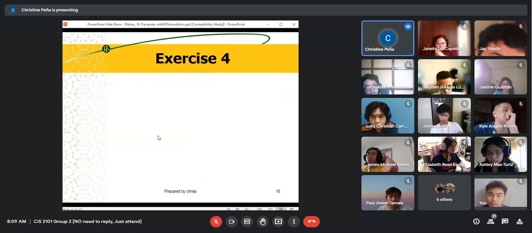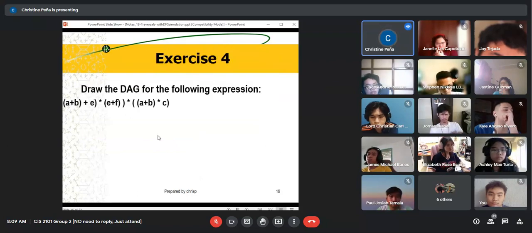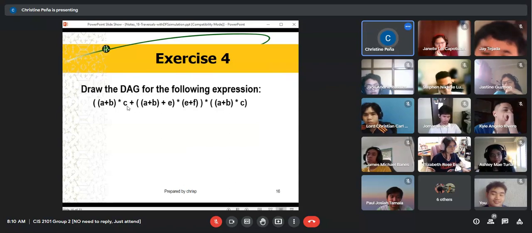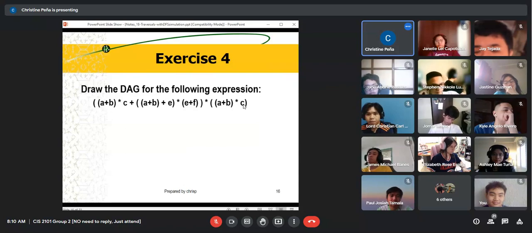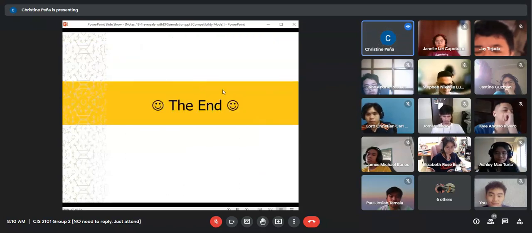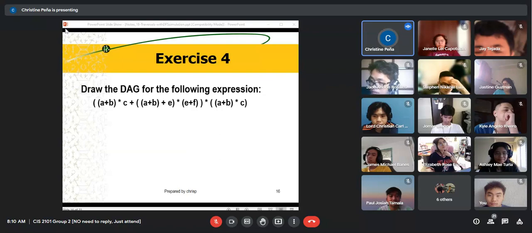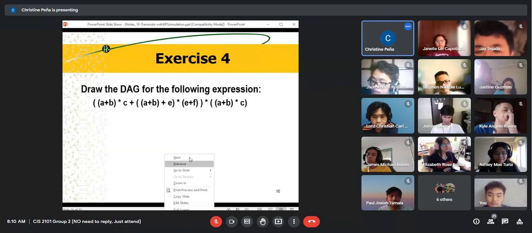Okay? So your practice is this one. Look at the repeated expressions: A plus B is repeated. How many times is it repeated? A plus B here, and A plus B times C is also repeated here. They should come out as one. So draw it. Anyway, just try the drawing and I'll see your answer next meeting. That's your exercise for now.